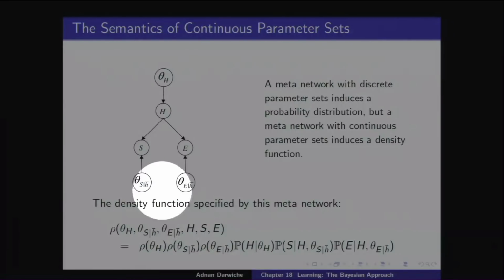And the semantics are the same. We have basically the chain rule. These root variables are just these densities. And then I have H given this one, and then I have S given this and that. Same thing. The only difference is, now that I have these discrete variables, that's a probability, and for these it's a density, right? And the whole thing in this case is the density.